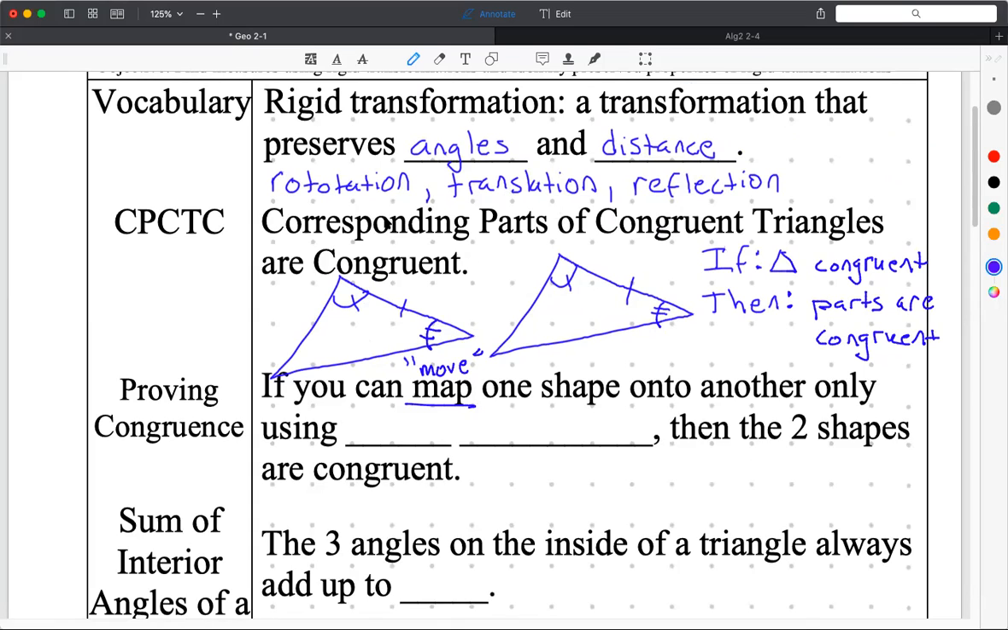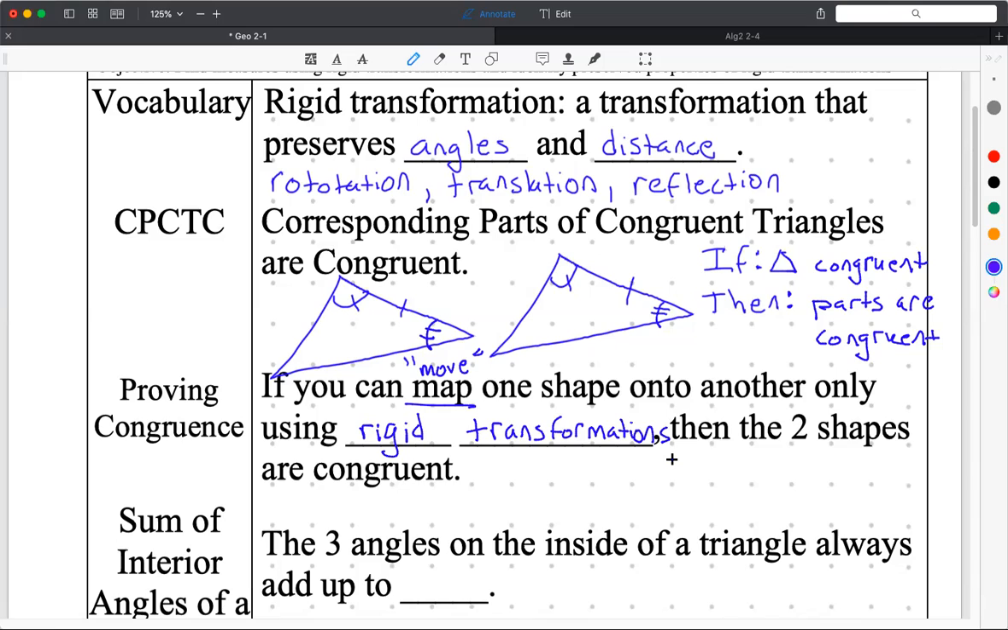Congruent. Corresponding. Congruent is an adjective that just means the same. Corresponding. Not quite. I'll give you the second word. It's transformation. Rigid. Yeah, there it is. Thank you, Ugo. If I'm using only rigid transformations, I guess plural, then the two shapes are congruent.